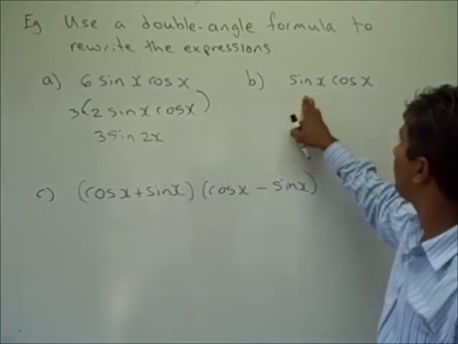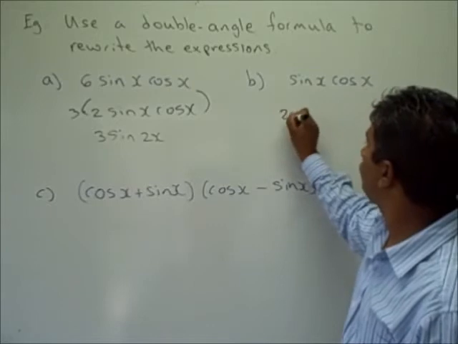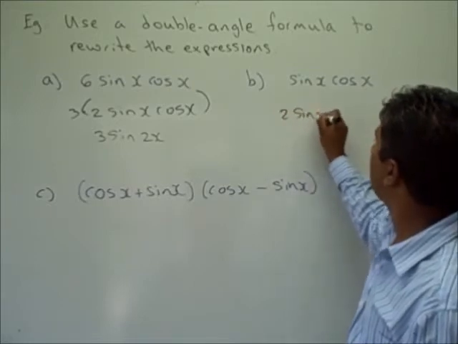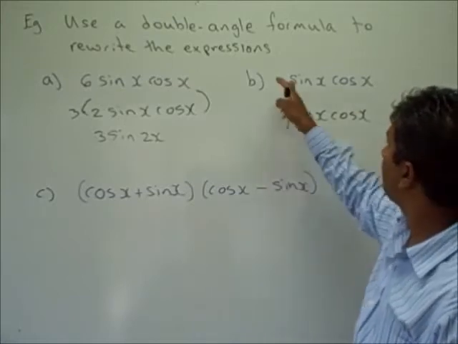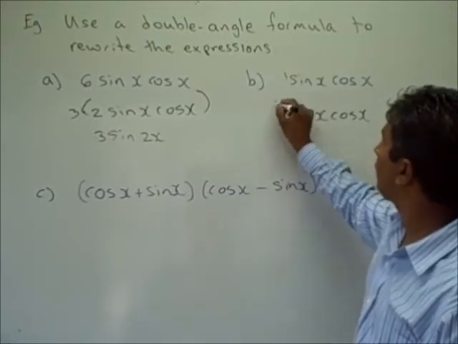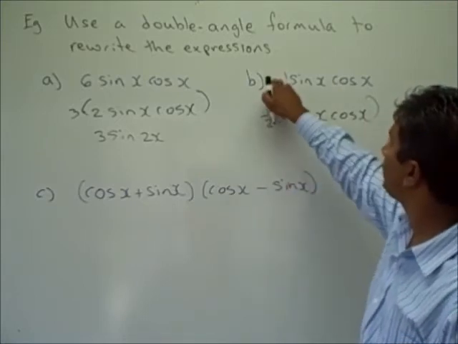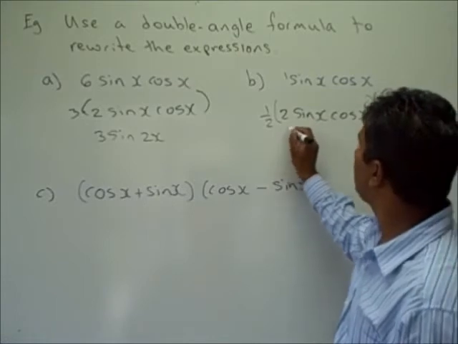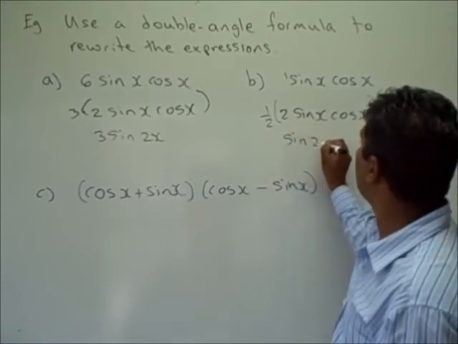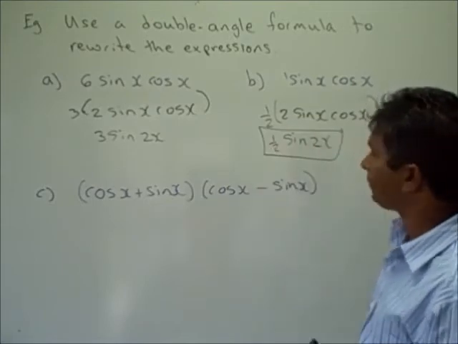Similarly, in this example, we have sine x cosine x. We can rewrite this using 2 sine x cosine x. Now to maintain the 1 here, we would have to multiply this by 1/2, since 1/2 times 2 will give us 1 sine x cosine x. Now we can rewrite this as sine of 2x with our 1/2 as our coefficient.